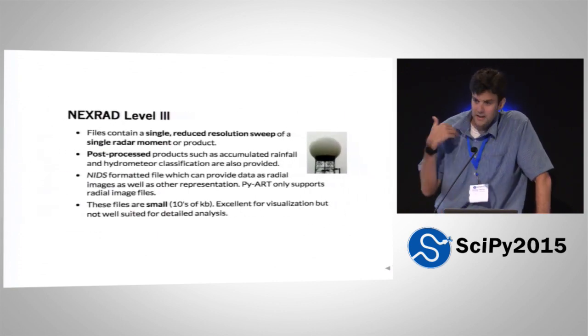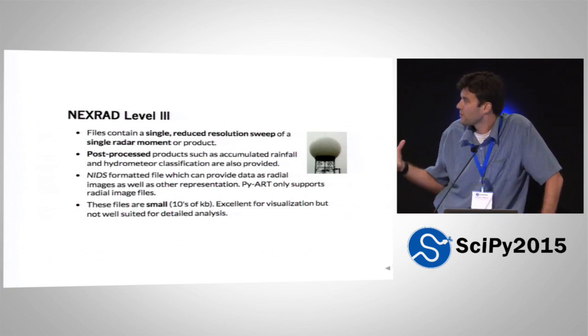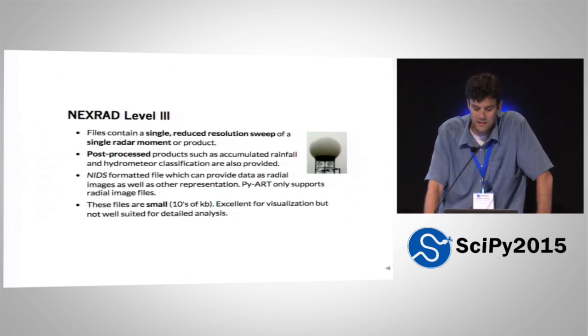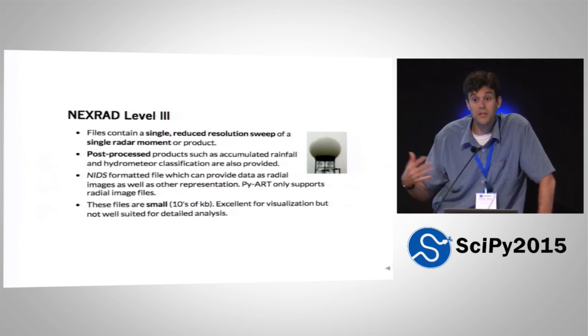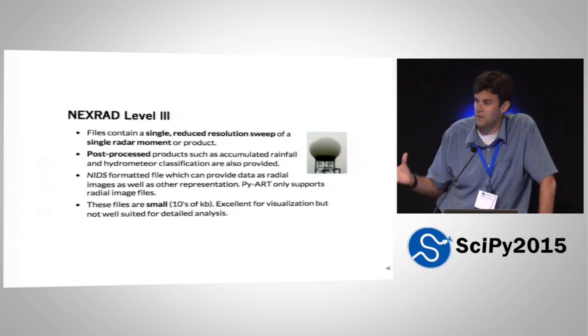So Nexrad distributes its data in 2 different formats, level 3 and level 2. Level 3 files are very small, usually 5 to maybe 15 kilobytes in size. They contain a single reduced resolution sweep of a single radar moment. So these are really good for generating visualizations. They're small, but they just contain a little bit of data.